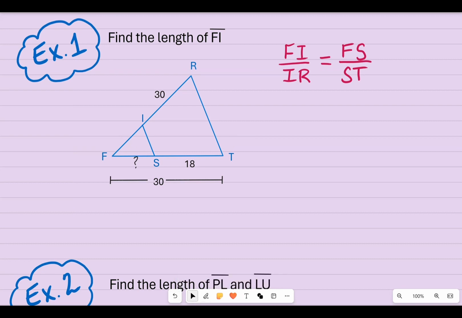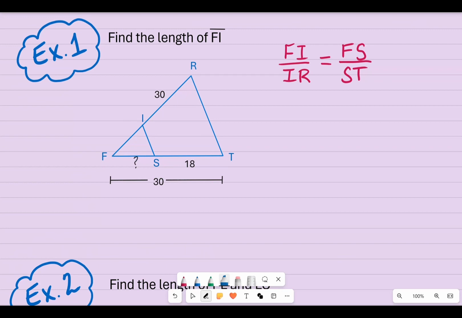I would highly suggest that you go ahead and set up your proportions based off of the points that are given and then go back and substitute. I do have some given information, but it's not enough. I would assume that I have two variables, but really I don't. I can figure out the one with the question mark because I understand the segment addition postulate. That says that this segment plus this segment equals the entire segment. So in essence, it's saying x plus 18 equals 30.